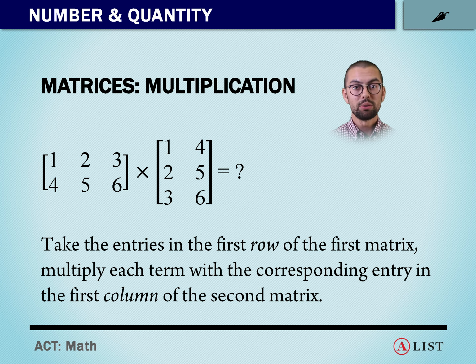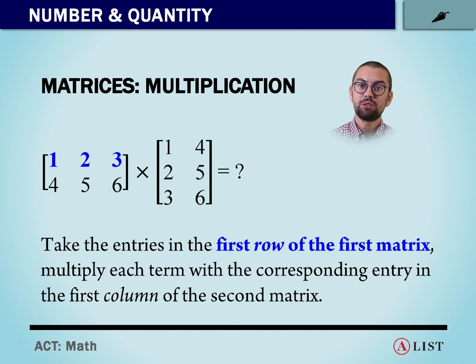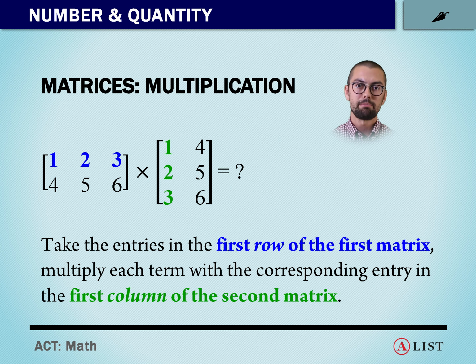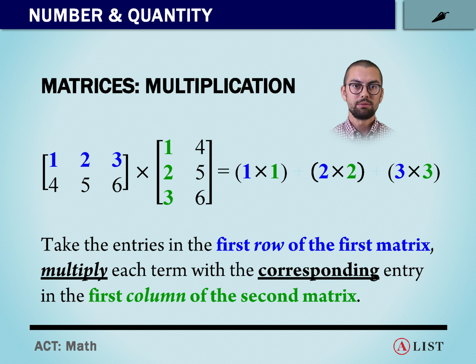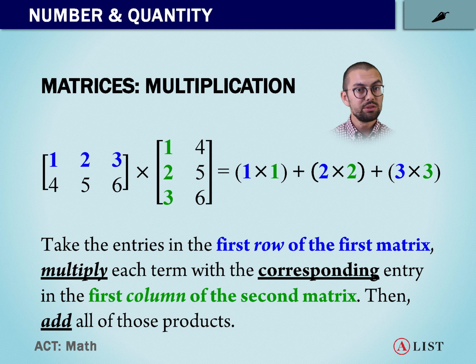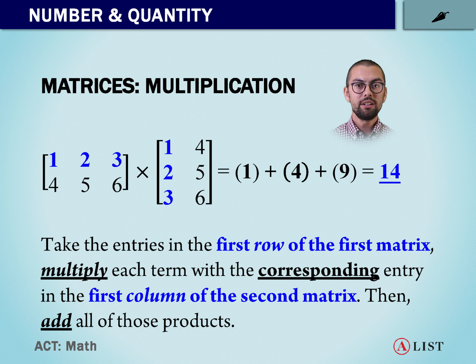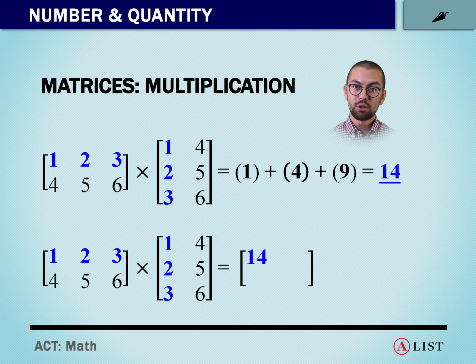Well, we will take the first row of the first matrix and the first column of the second matrix. What we do is take that first row and that first column, multiply corresponding entries, and then add those results together. That means the upper left entry in our result will look like 1 times 1, 2 times 2, and 3 times 3, and we'll add those together. That will give us 1 plus 4 plus 9, or 14. And that's going to be the first row, first column in our resulting product.